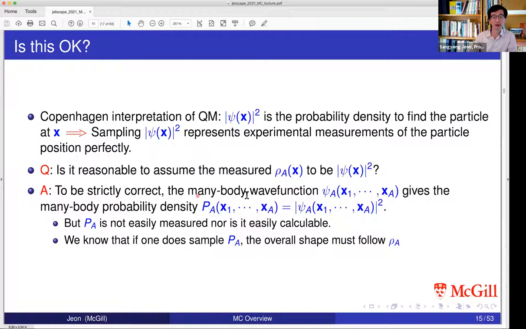If you have a many-body wave function of A nucleons, what quantum mechanics actually tells you is that what governs their positions is the many-body wave function. And what that gives you is the many-body probability density, P_A, not the density. So the strict answer is no, you can't do this. But the approximate answer is that, if you sample P_A, the overall shape will follow the density anyway.